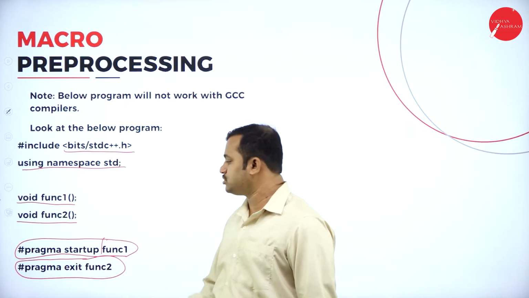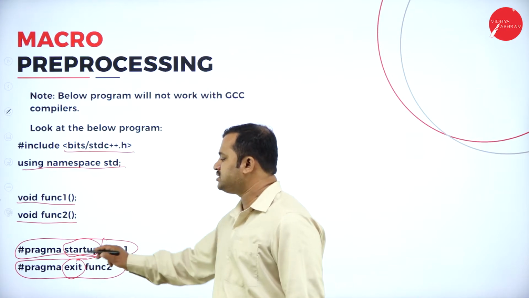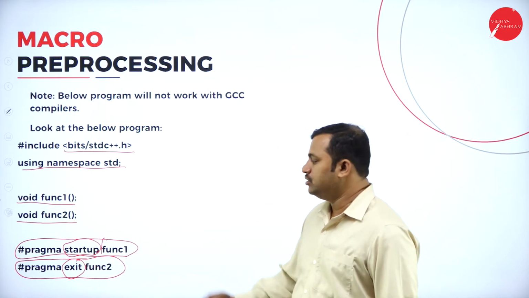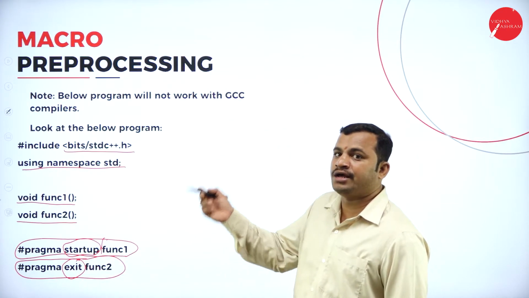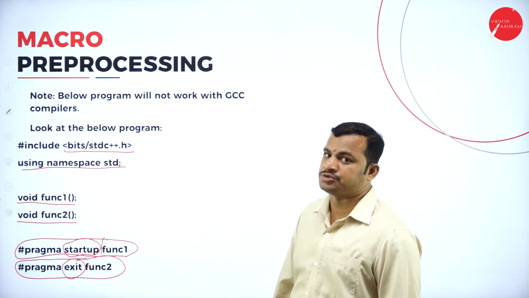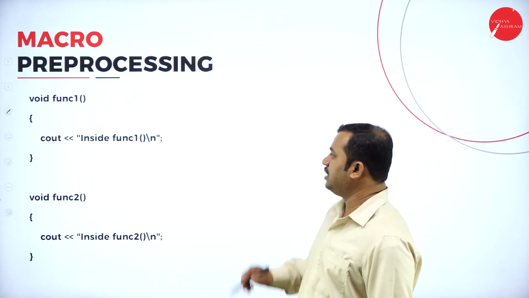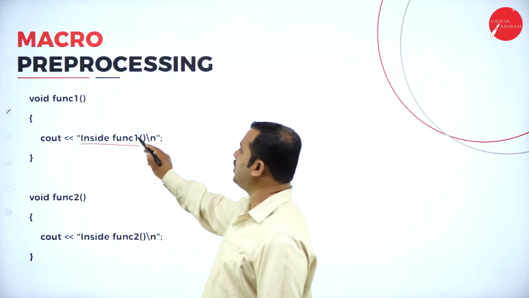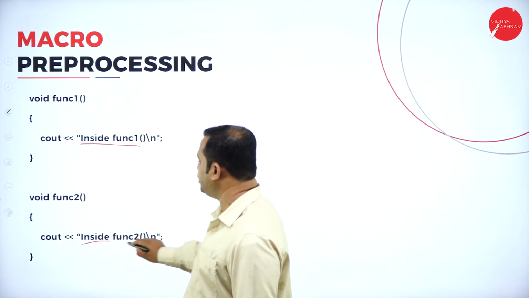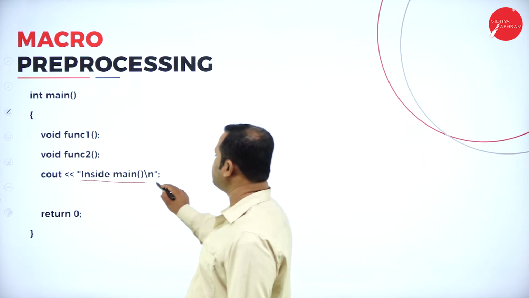Later, I will make use of that with exit. So I can use either startup or exit operators here to make use of the turn on and turn off features of the other types of directives, that is the Pragma directives. Similarly, we are inside this function 1, we are inside this function 2. Now, let me take you into this. We are inside this main function.